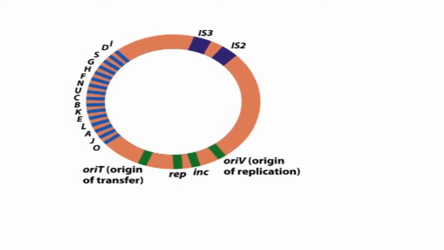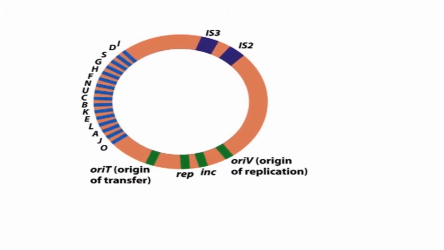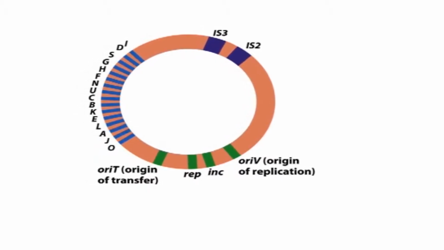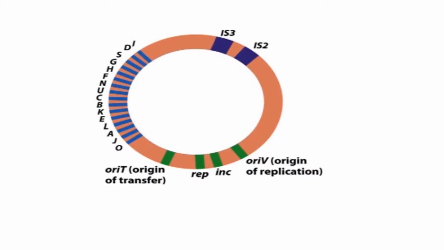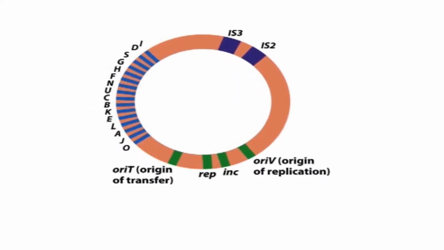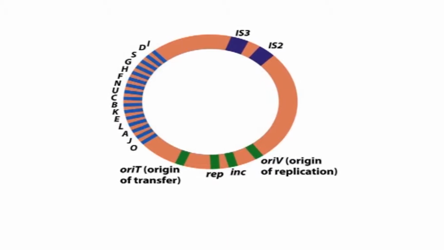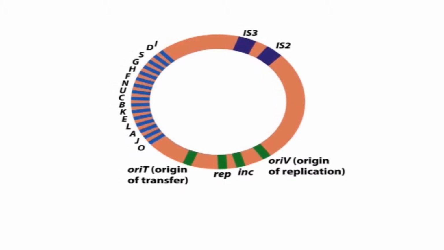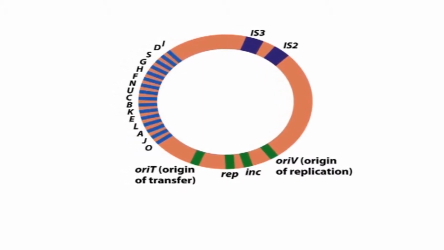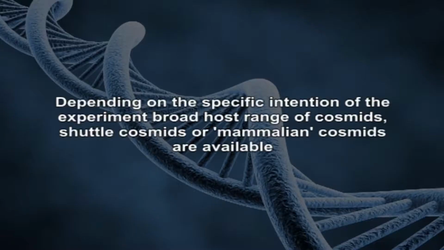With the bacterial ORI-V, cosmids are predominantly plasmids, and ORI-V, V stands for vector, has an antibiotic selection marker and a cloning site, and they carry one or more cos sites derived from the bacteriophage lambda. Depending on the specific intention of the experiment, broad host range cosmids, shuttle cosmids or mammalian cosmids are available. Depending on the size of the vector, the loading capacity of cosmids varies.